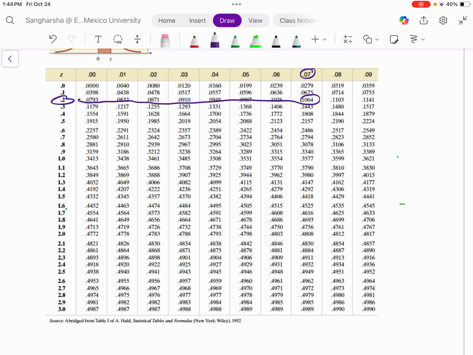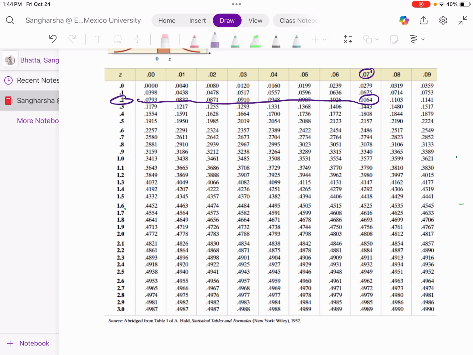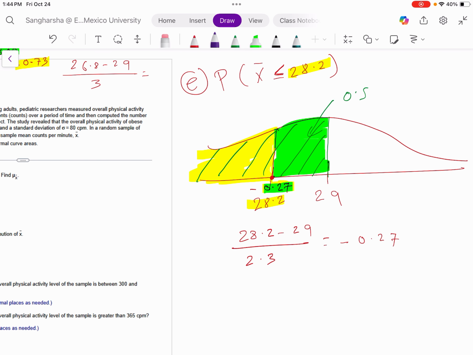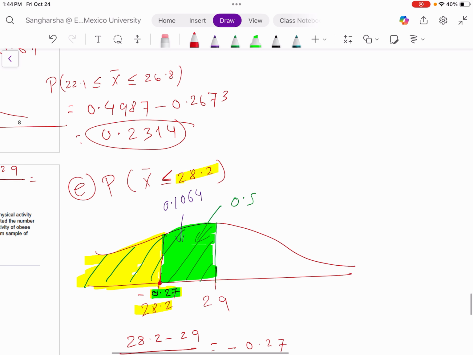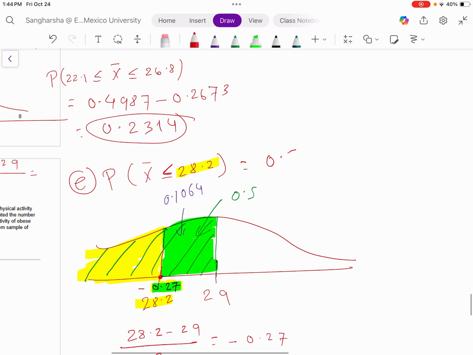So this green region is 0.1064. So the area of the yellow region will be the difference of 0.5 minus 0.1064. So 0.5 minus 0.1064 is 0.3936. Okay, this is E.